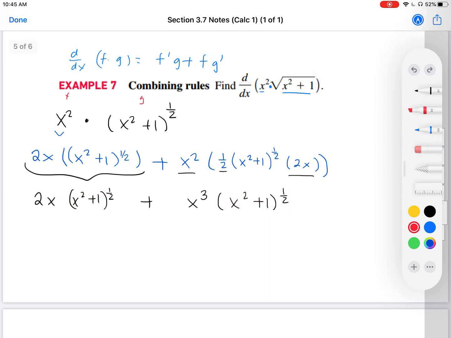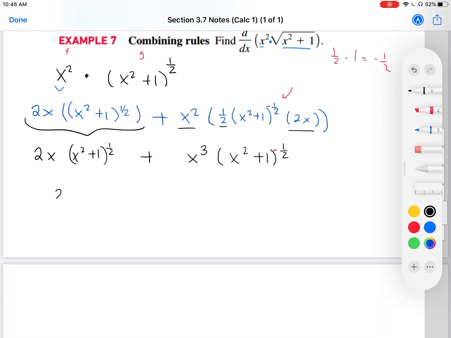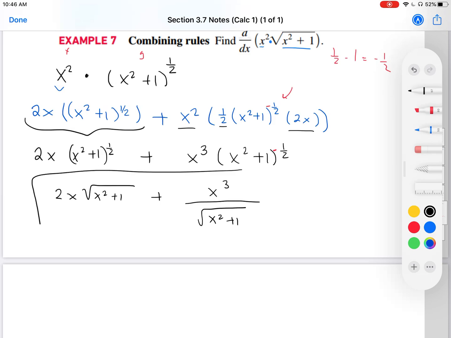No, we can't because I made a mistake. I made a mistake here. So when we subtract 1/2 minus 1, we get negative 1/2. So this is supposed to be a negative 1/2. So we can't factor anything. What we can't do is write that negative exponent down. So we have 2x times the square root of x squared plus 1 plus x cubed with the square root of x squared plus 1. And there we have it.